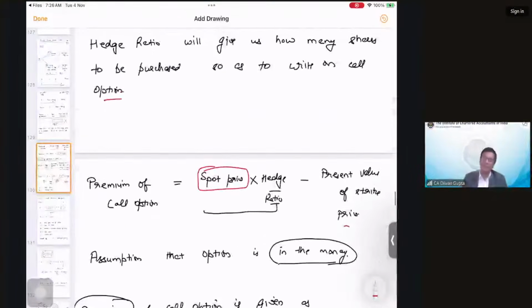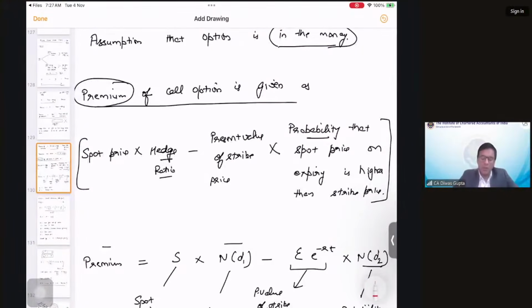Now, one more thing. We said, students, above that if the option is out of the money, nobody is going to take that option, or there is no premium for that. Why? Because the option is already not fetching any benefit. So in this case, we will also have to include a factor which says that on expiry, the price will be higher than the strike price. So: spot price multiplied by hedge ratio, minus present value of strike price multiplied by the probability that spot price on expiry is higher than the strike price.